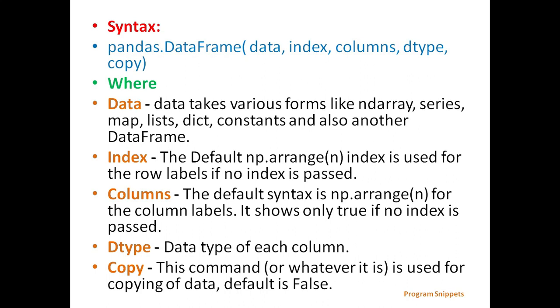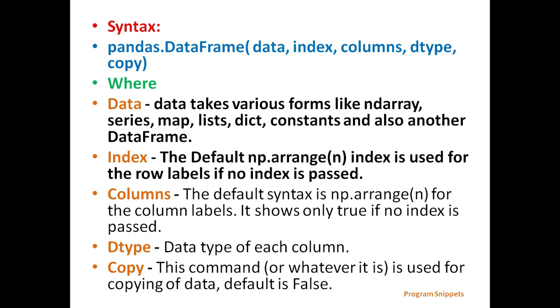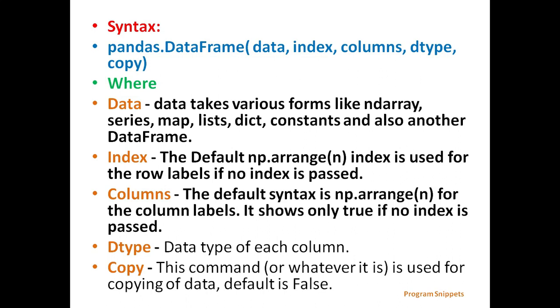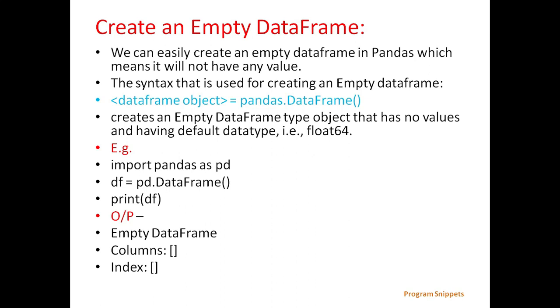General syntax for creating a data frame is pandas.DataFrame with parameters data, index, columns, dtype and copy, where data takes various forms like ND array, series, map, list, dictionary, constant and another data frame. The default np.arange index is used for row labels if no index is passed. Columns: the default syntax is np.arange(n) for the column labels. It shows only true if no index is passed. dtype is a data type for each column and copy command is used for copying the data. Default is false.